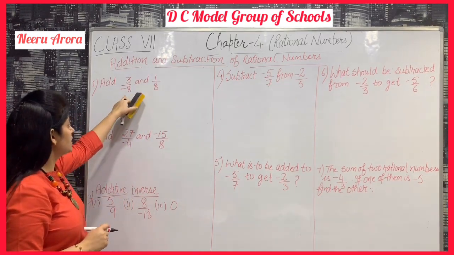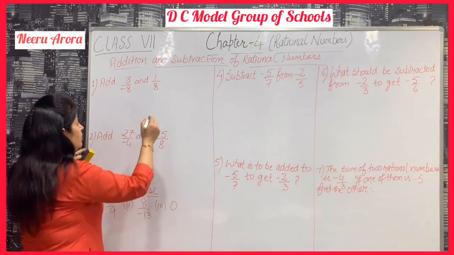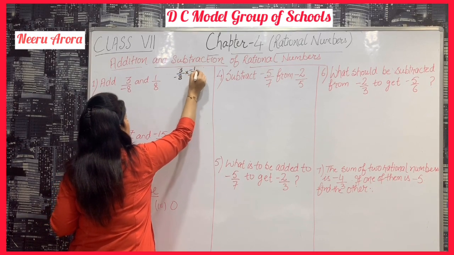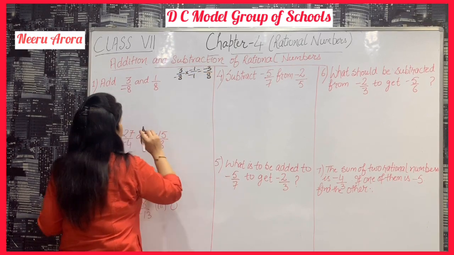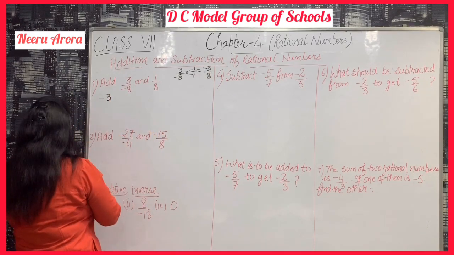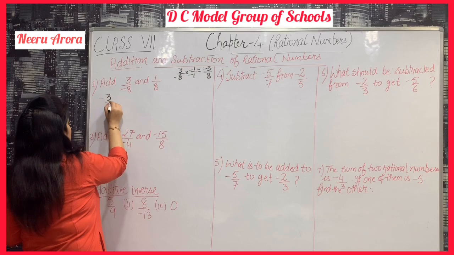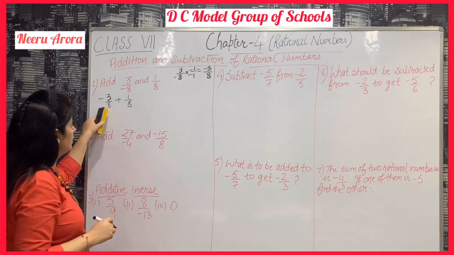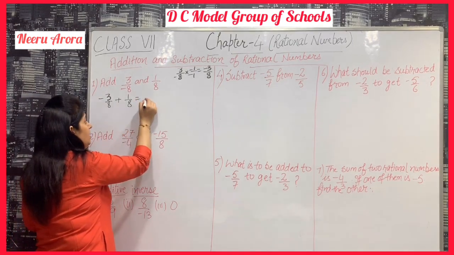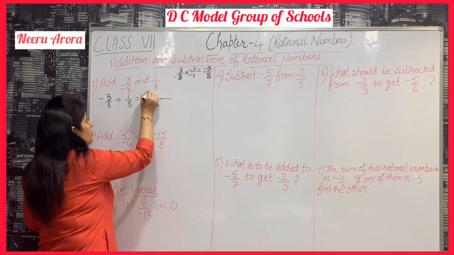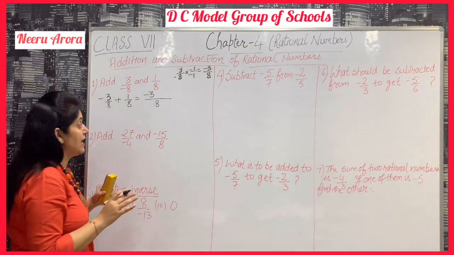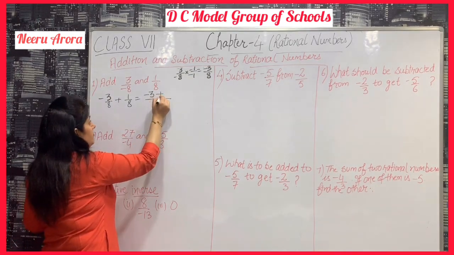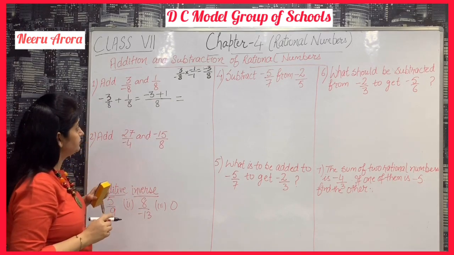So first see, its denominator is negative. We make its numerator positive by multiplying by minus 1. So here it comes minus 3 by 8, plus 1 by 8. Now see, denominators are the same, so the LCM remains 8 only. We will add only the numerators as they are. When the denominator is the same, we add numerators as they are. Minus 3 plus 1. So what answer comes here?